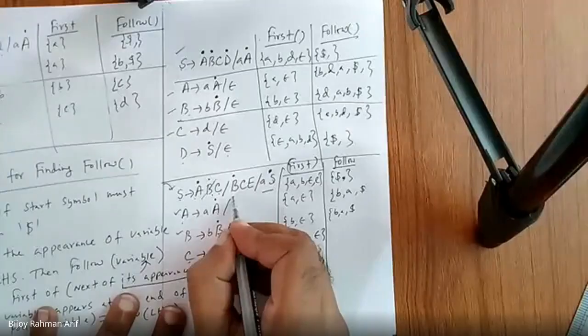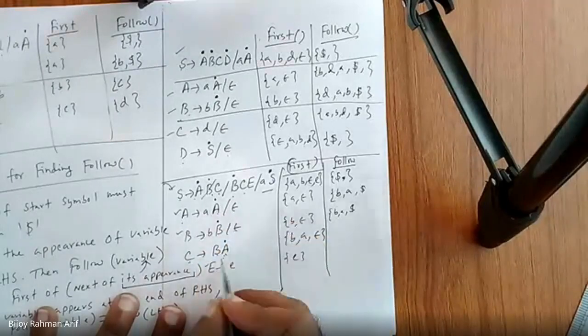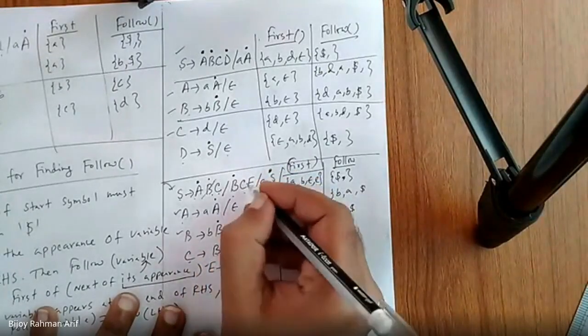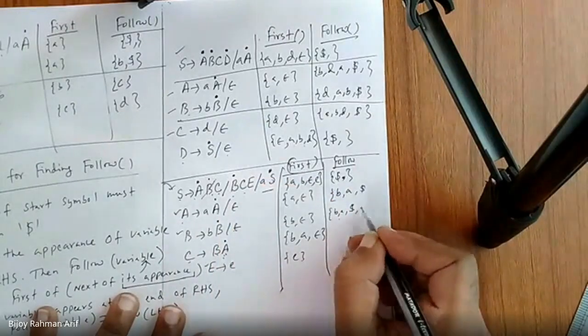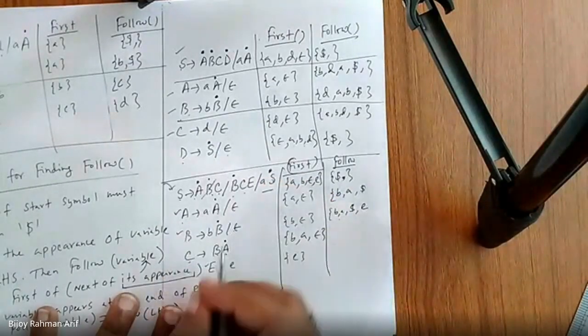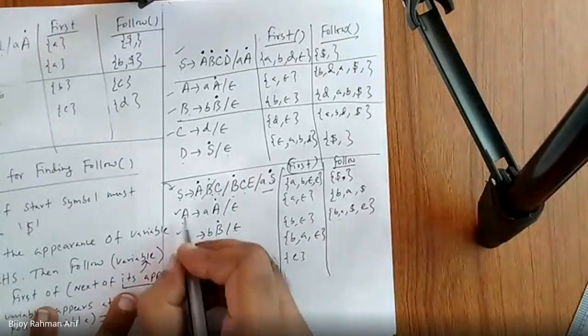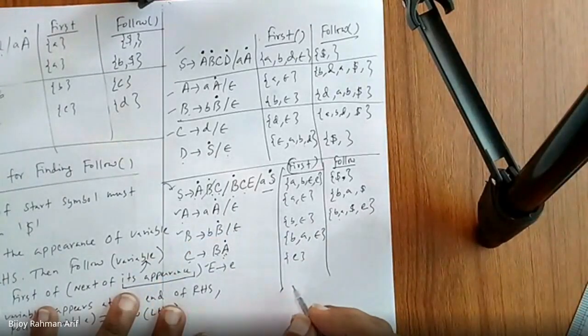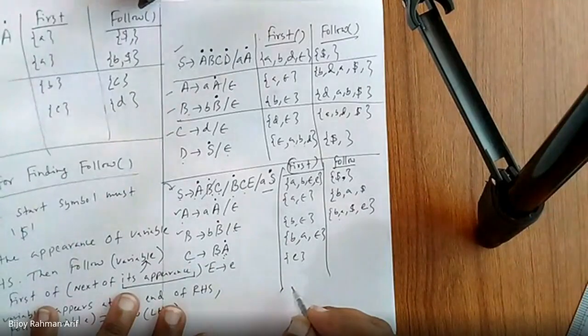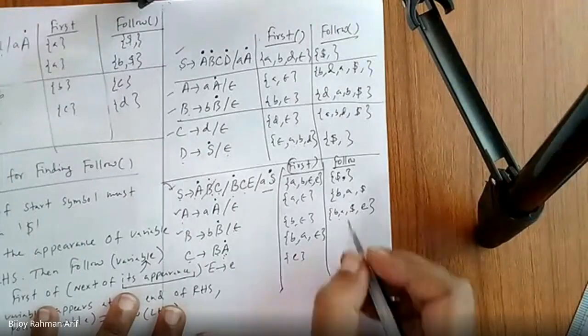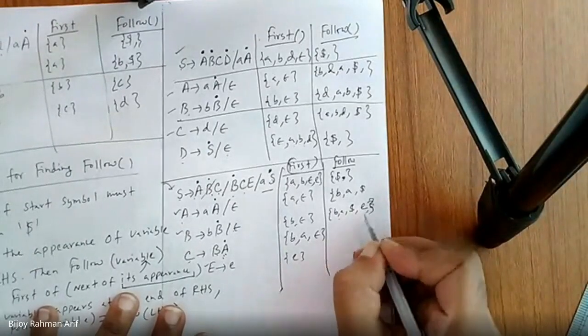Follow of B is nothing but first of C. What is first of C? First of C is BA. If you put epsilon, this one is crossed out. So epsilon appears. We are done with this. Let's go back. Follow B is nothing but follow B, so it is complete. But A is not complete yet. Oh, sorry, B is not complete yet because there is another rule.